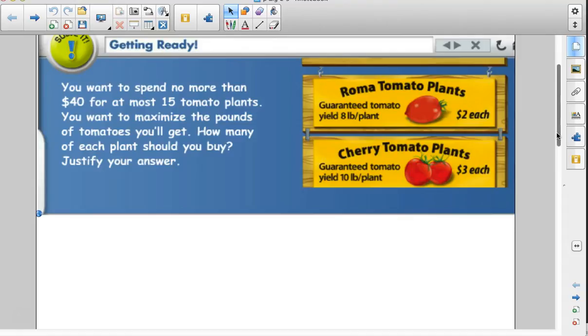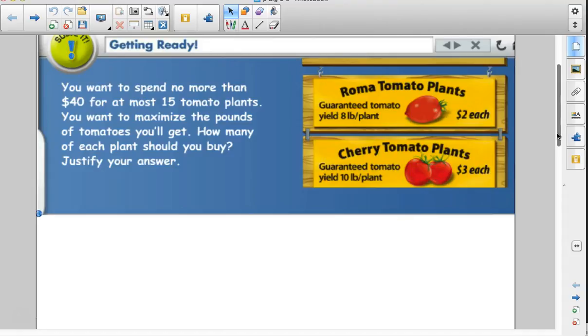So this is something, farmers market takes place all summer long down in Minneapolis. So people literally do sit and think, how much money can we make off of this, and how many pounds of tomatoes can we get out of the plants that we're going to purchase. So we've got some Roma tomato plants that have a guaranteed tomato yield of 8 pounds per plant, and those are selling for $2 each. And then we have some cherry tomato plants, and those are guaranteed to yield 10 pounds per plant, and those are $3 each.